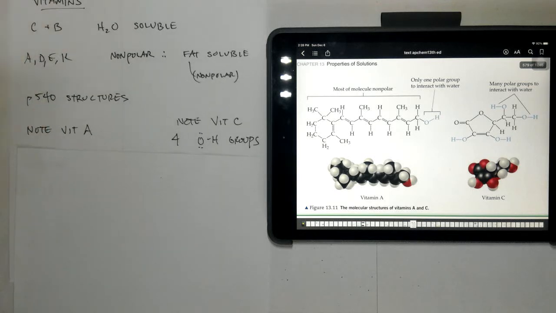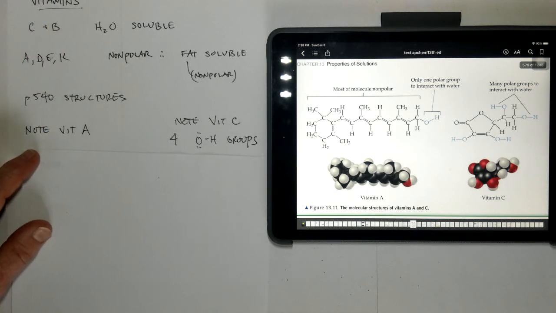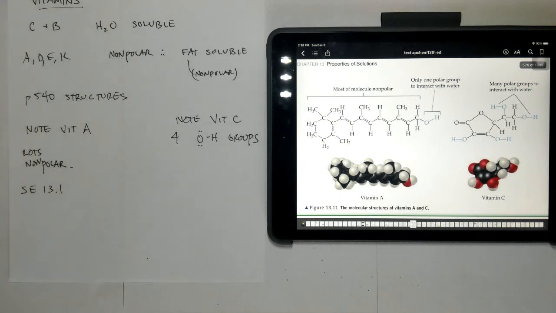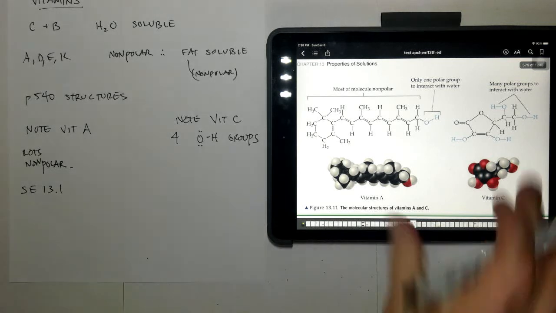All right, so note vitamin A right here, mostly nonpolar. Note vitamin C's got lots of OH groups. Lots of nonpolar parts here for vitamin A, lots of polar parts here for vitamin C.